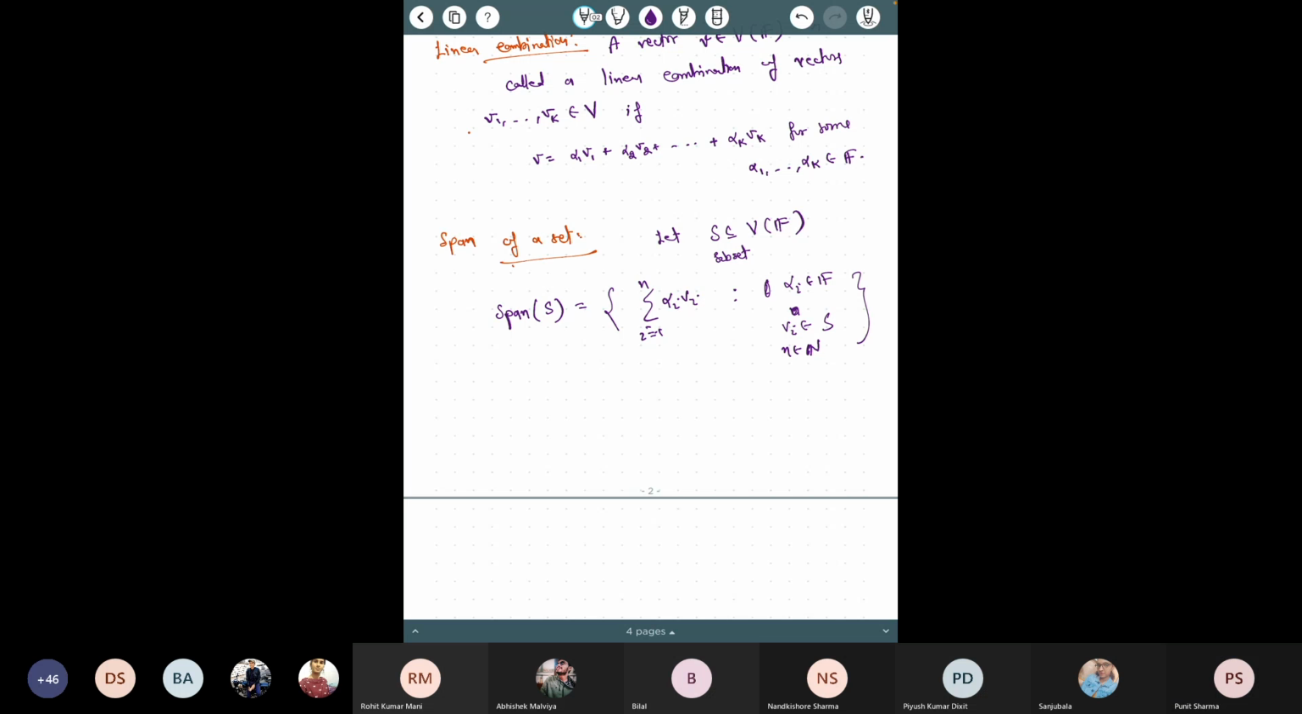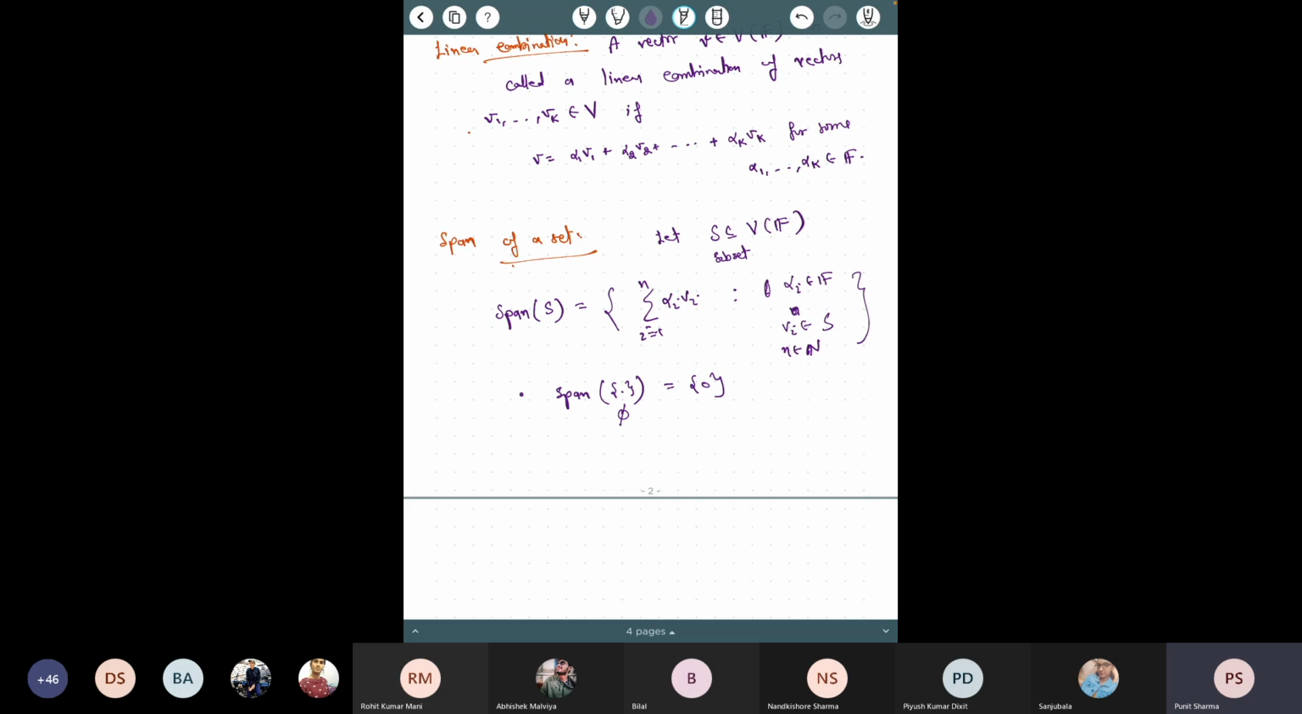Now by convention, I'm defining it for any subset. So the empty set is also a subset. By convention, we use span of the empty set, sometimes we also use the notation phi for the empty set, is equal to {0}. This is the convention we use to make it complete. This is just a convention.